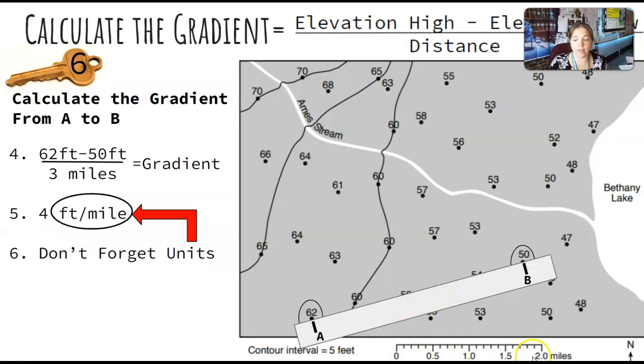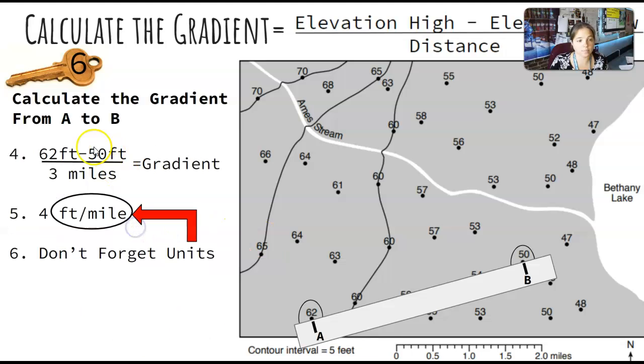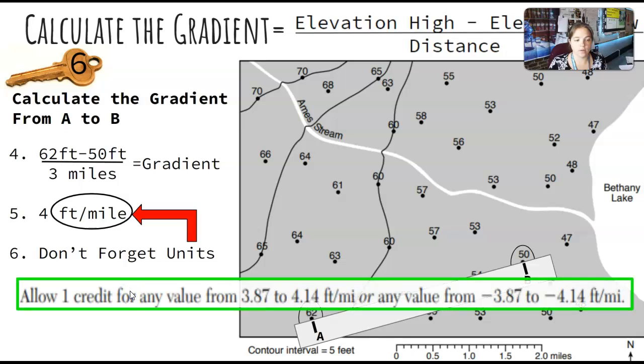And I'm going to find that it is roughly 4 miles. Sorry, 3 miles. So if I bring this down, it's just over this, and then I'd bring that back over here, and I'd find it's about 3 miles. And I plug in 62 minus 50 over 3 miles, which is 4 feet per mile. Please do not forget the units. Units are important. Allow 1 credit for any value 3.87 to 4.14 feet per mile, or any value from negative. Try not to do the negatives. I hate negatives. Stay away from negatives.